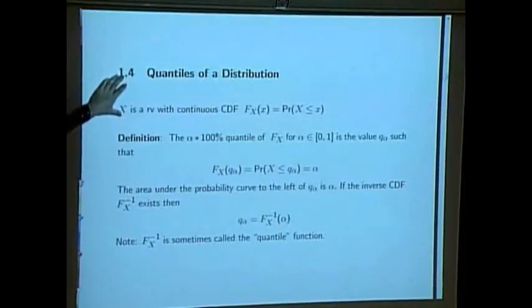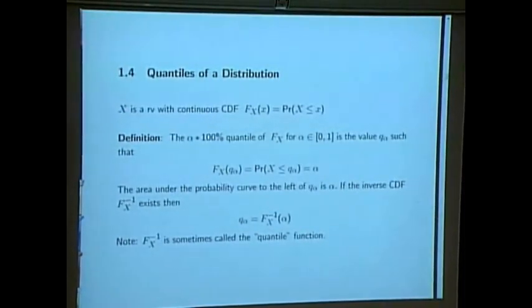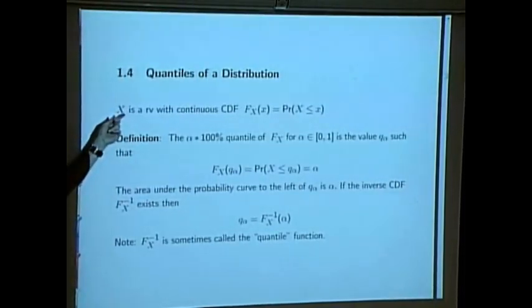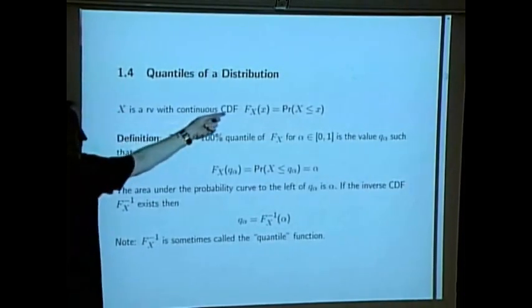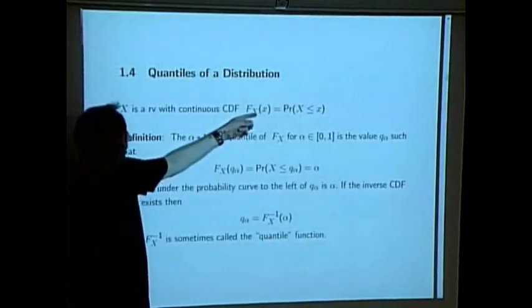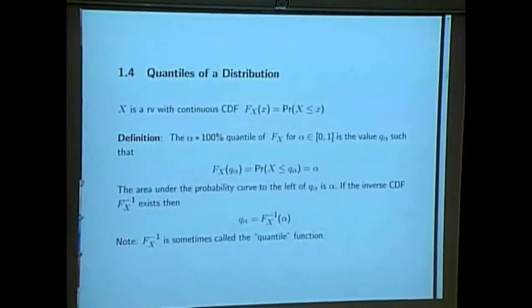Now, something else that we care about in a distribution is known as a quantile. And quantiles are related to the cumulative distribution function. So let's consider a random variable that's a continuous random variable that has a continuous cumulative distribution function. So we have capital F of x is the probability that big X is less or equal to little x.